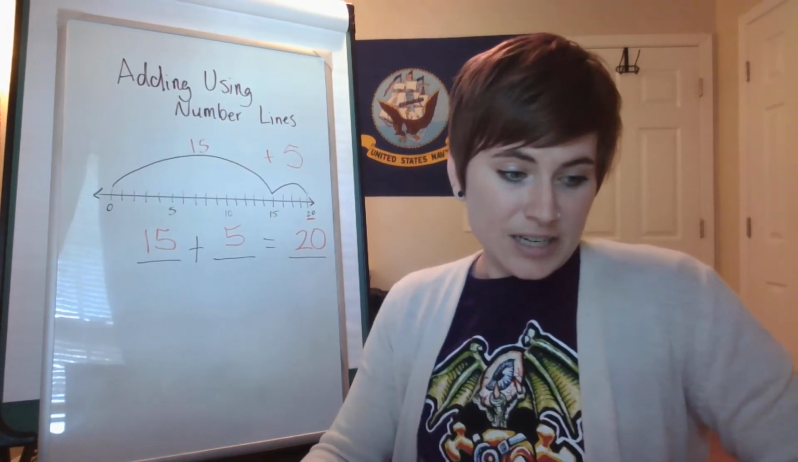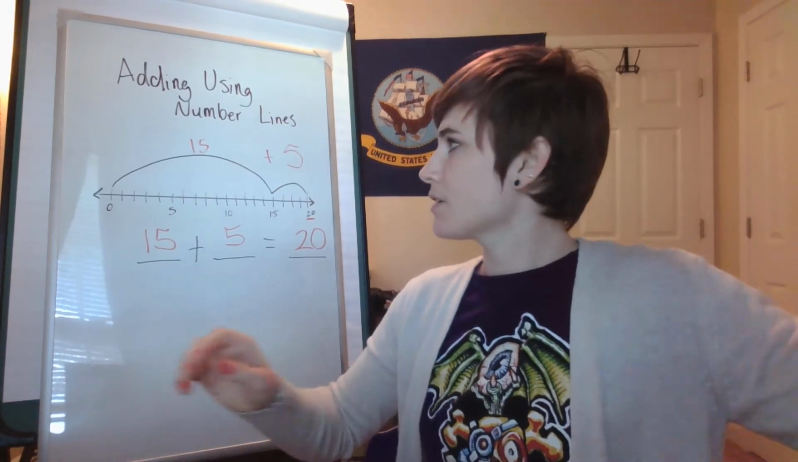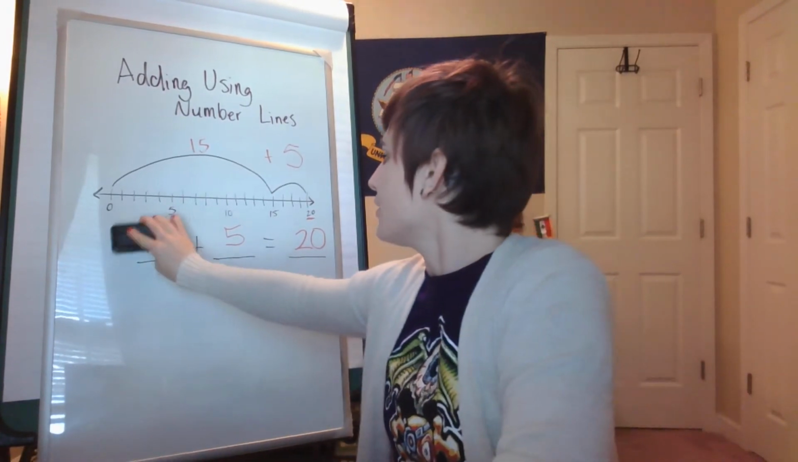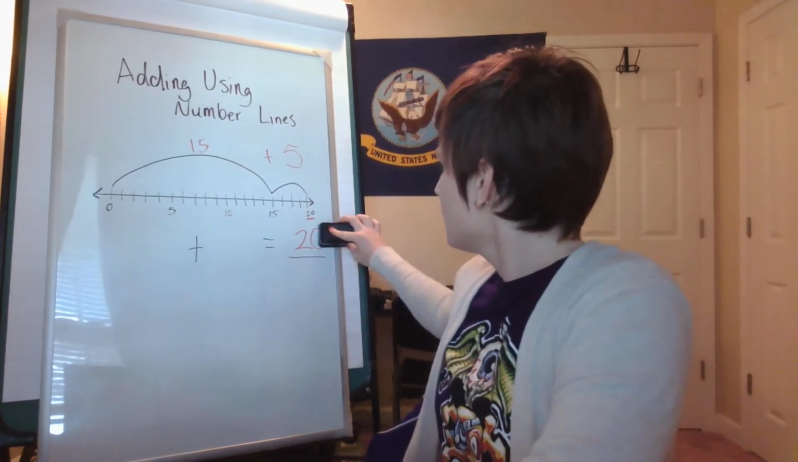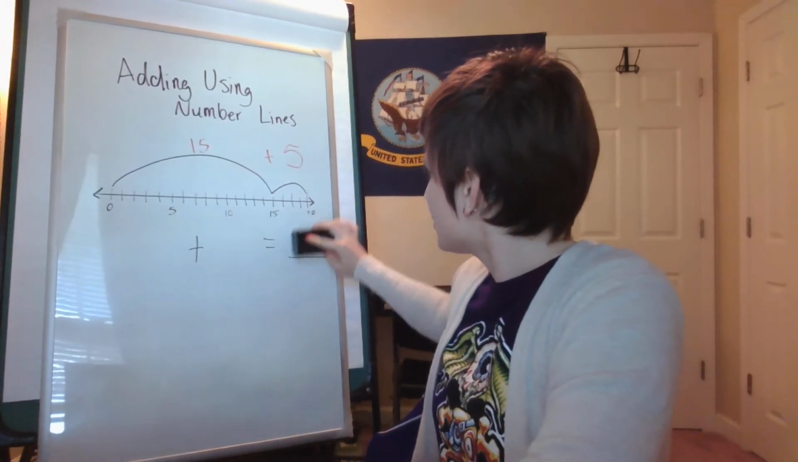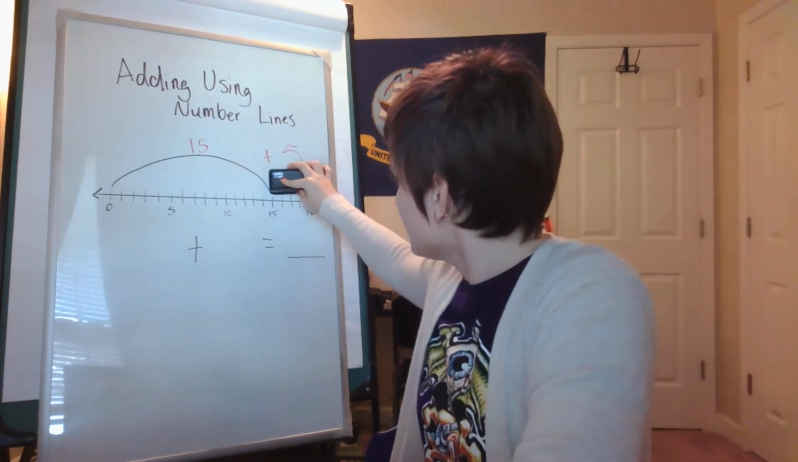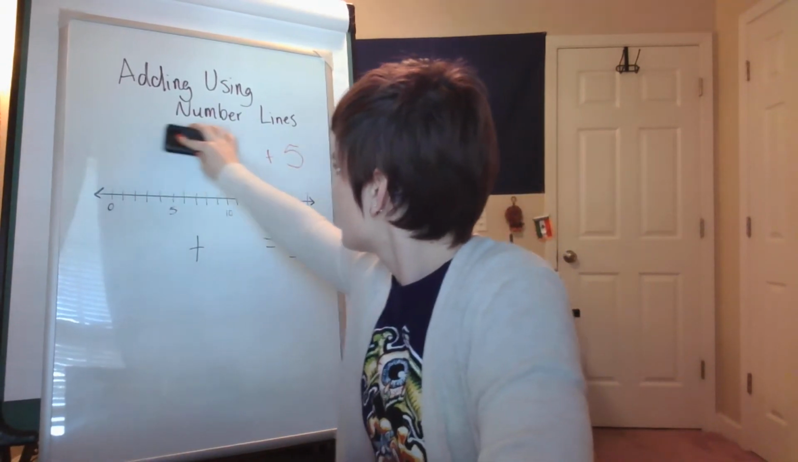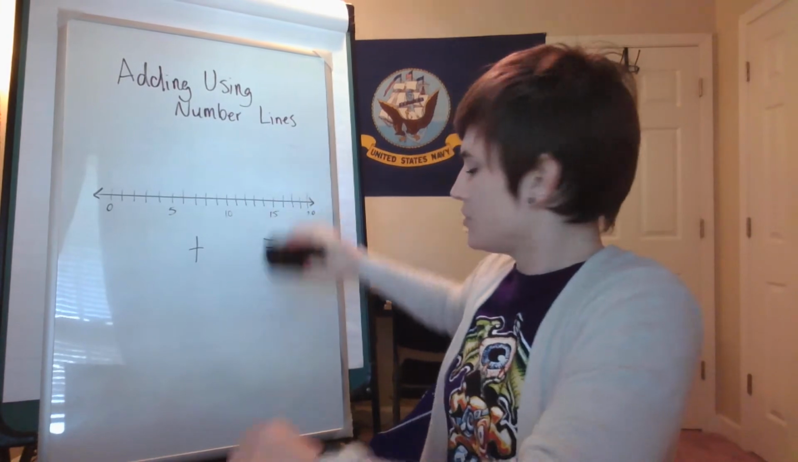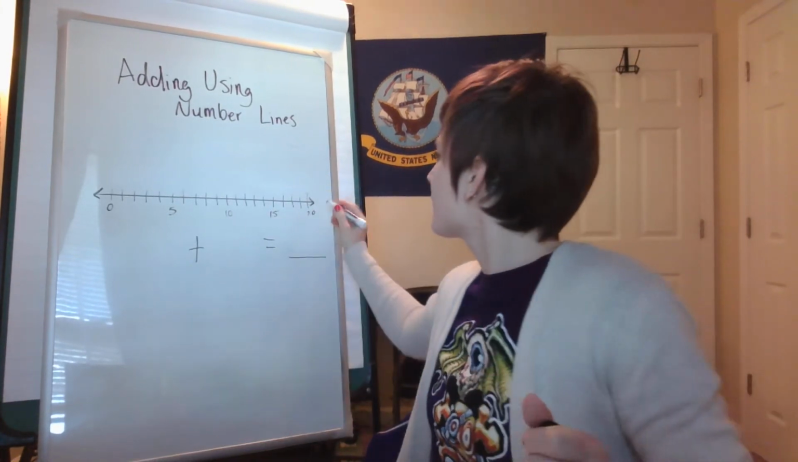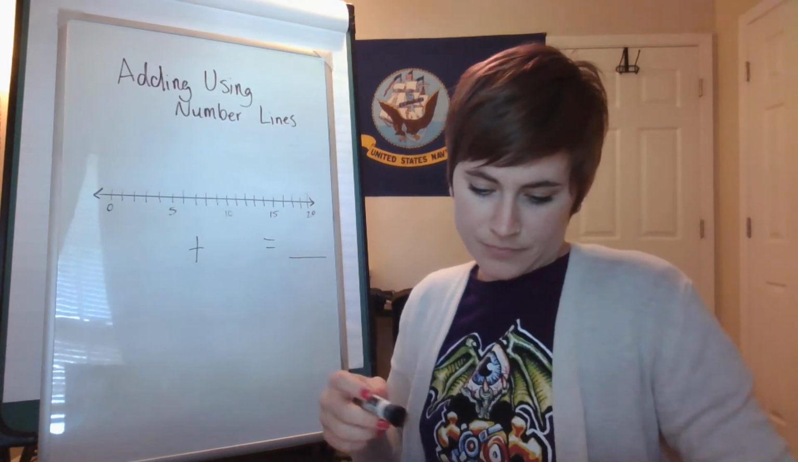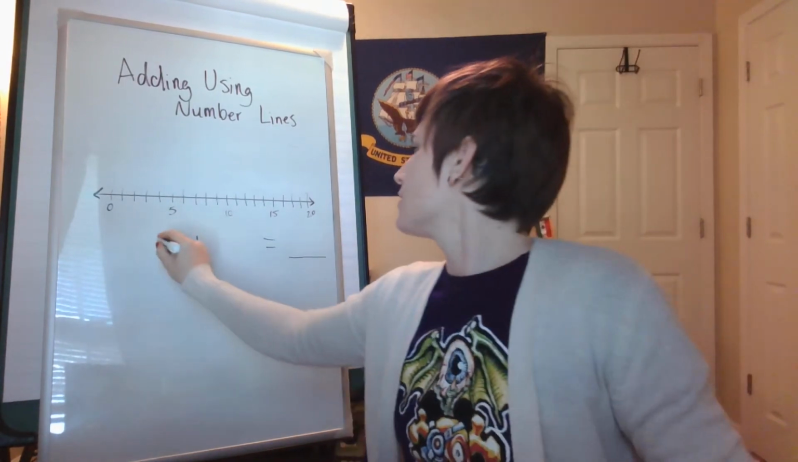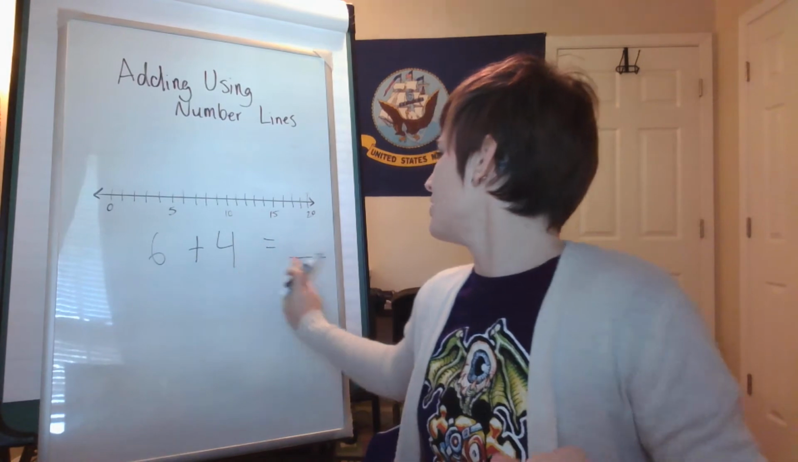So that's the first handout that you're going to work on and that you're going to see. The second one will have pre-drawn numbers, and you have to draw the lines. So it'll say, for example, 6 plus 4 equals something.